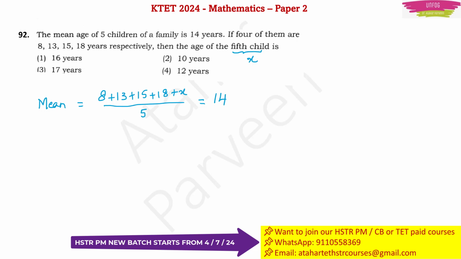So you have to equate it to 14, because the mean given in the question is 14 years. If you equate and simplify, you will get the value of x, which is 16 years. So this is the age of the 5th child. Option 1 will be the correct answer, and this is also an easy question only.